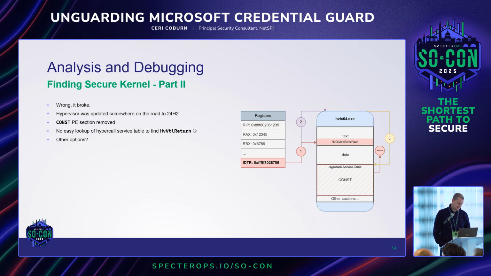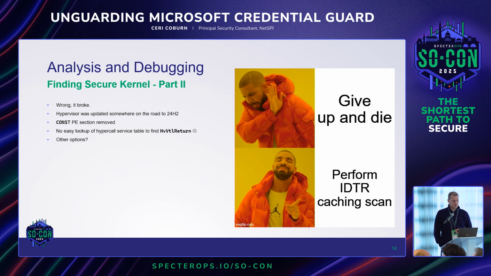Wrong, it broke. Somewhere on the road to 24H2, Microsoft in their infinite wisdom decided to remove the const section from the hypervisor, which meant we had no accurate way of getting the address of HvVtlReturn, because if you remember earlier, I said that there are no symbols. So now we have no method of trying to find it. So then I was like, what other options do we got?